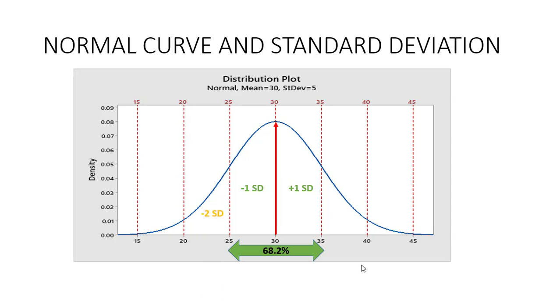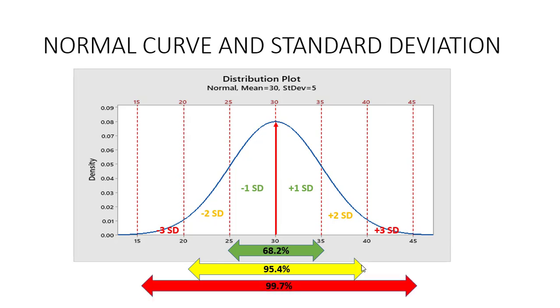The distance between -2 standard deviations and 2 standard deviations is going to give me 95.4% of the data. That is to say, considering values between 20 and 40, I'm going to have 95.4% of the data. And if I take -3 standard deviations and then 3 positive standard deviations, this is going to give me 99.7% of the data. These concepts are going to be very important when we start doing hypothesis testing in the future lessons.